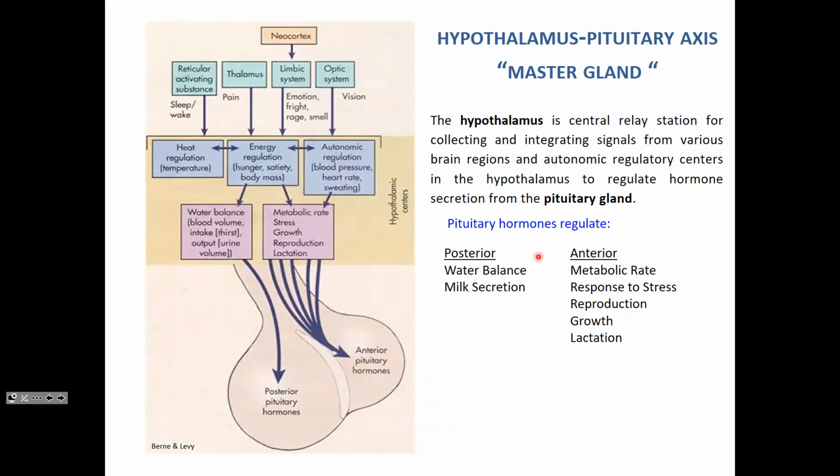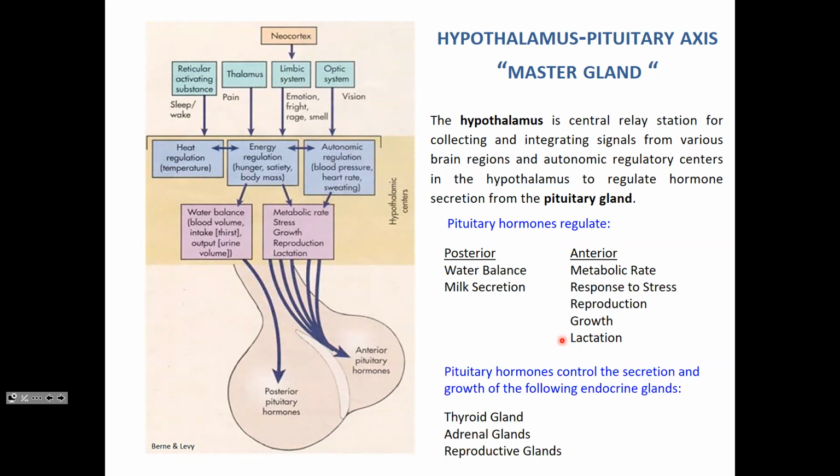In the anterior pituitary, we're going to stimulate the thyroid hormone, which is going to regulate metabolic rate. It's responsible for responses to stress. We're going to stimulate glucocorticoids, which is responsible for our responses to hyperglycemia, trauma, burns. It's going to stimulate hormones which are involved in reproduction, so our reproductive glands. It's going to increase secretion of hormones that are involved in growth hormone, insulin-like growth factor, and lactation, for instance, prolactin.